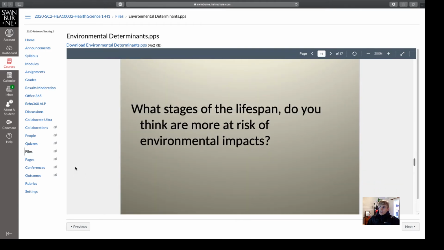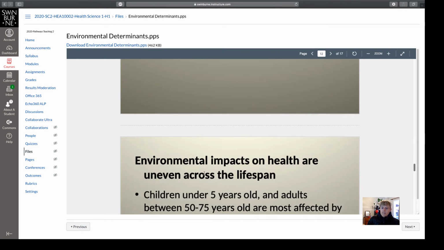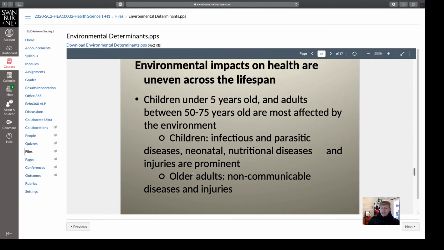What stages of the lifespan do you think are most or more at risk of environmental impacts? Importantly, certain cohorts are more susceptible to the environmental determinants of ill health and disease. Children under the age of 5 and adults aged 50 and above.